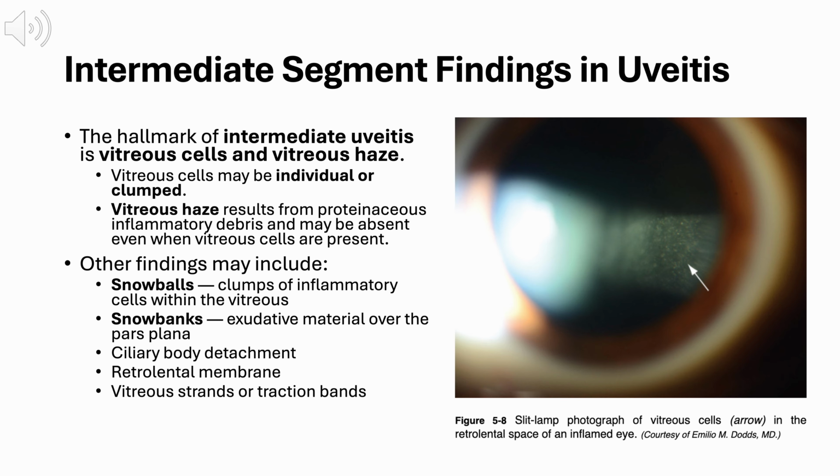Other findings include snowballs, which are clumps of inflammatory cells suspended in the vitreous, snow banks, which are exudative material laid over the pars plana, ciliary body detachment, retrolental membrane, and vitreous strands or traction bands. These are the structural signatures of vitreous inflammation, and the next slides show how we grade and interpret them.